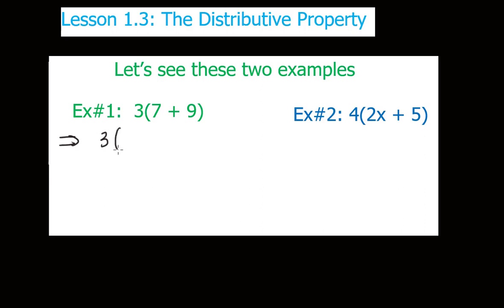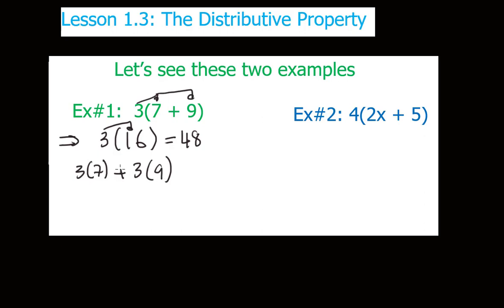So 3 times 7 plus 9 is 16. So now we will multiply 3 times 16 and the answer is 48. The outcome is 48. But now let's do it using the distributive properties by multiplying the 3 by each term separately. So 3 times 7, plus, then we multiply 3 by 9. So that will be 3 times 9.